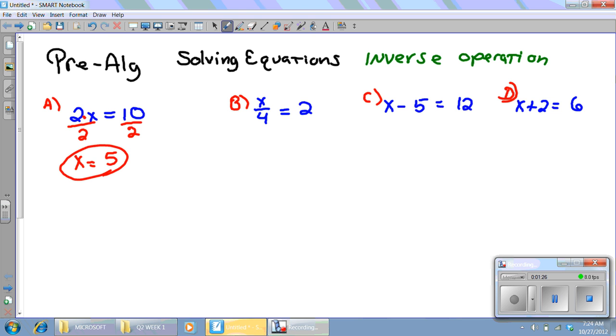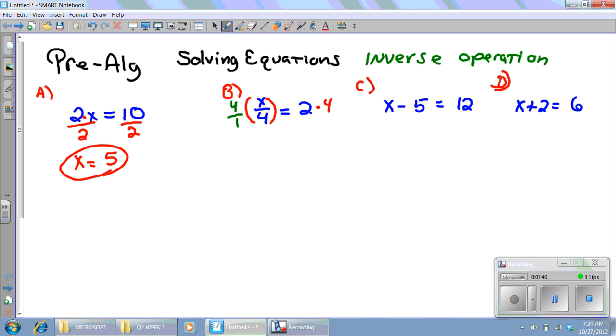Now B throws kids for a loop sometimes, but it's just a division problem. X over 4 equals 2. So to undo that, to use the inverse operation, I'm going to multiply by 4 on both sides. When I multiply by 4 on the left-hand side, though, I'm going to write a special form of 4. It's 4 over 1.